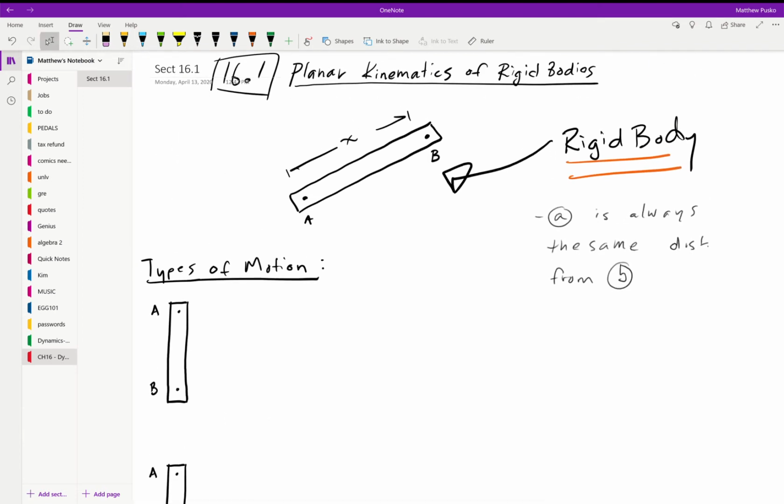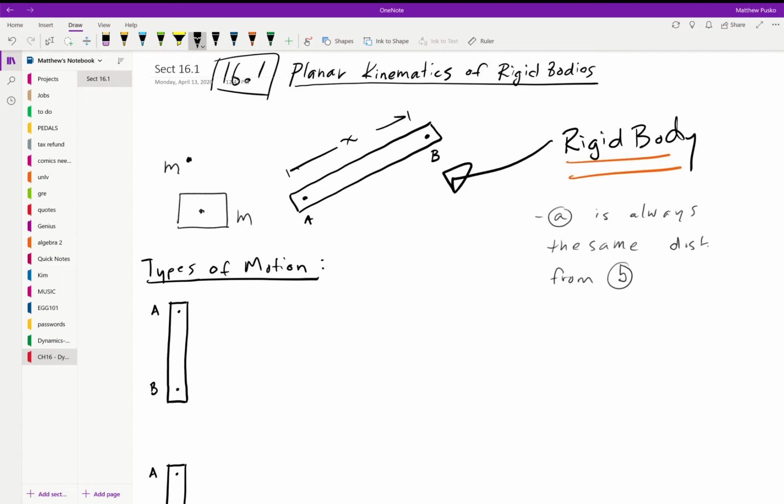Okay, let's start chapter 16 and look at planar kinematics of rigid bodies. The first thing I wanted to talk about is what is a rigid body. So far, we've been just looking at point masses, something that can be represented as a dot, really. It didn't matter where or what shape the object was. We just considered its center of gravity and looked at its mass.